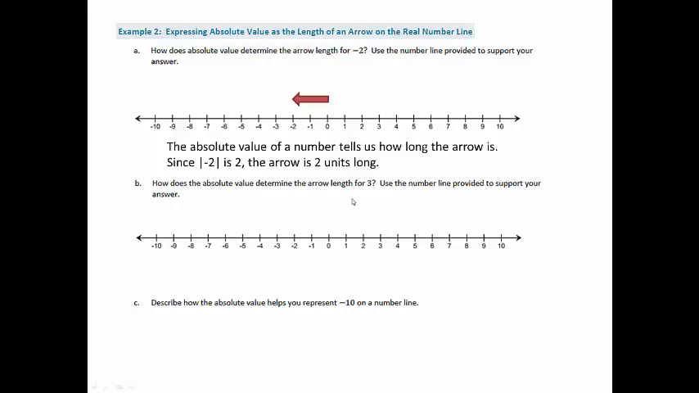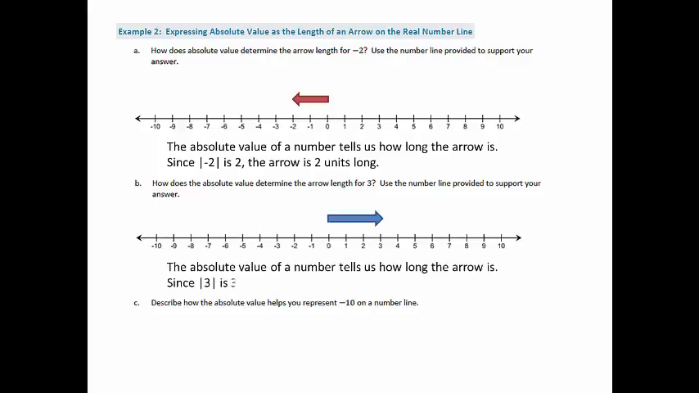If we use the same process for 3, we can see that an arrow that is 3 units long to the right looks like this. The absolute value of a number tells us how long the arrow is. Since the absolute value of 3 is 3, the arrow is 3 units long. If we want to describe how the absolute value helps you represent -10 on a number line, we need to know the absolute value of -10. The absolute value of -10 is 10. So that means the arrow on the number line has to be 10 units long.